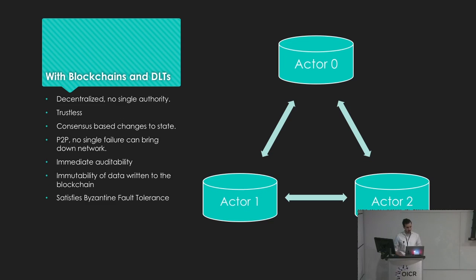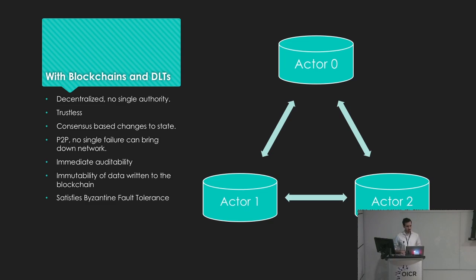And so enter blockchains. With blockchains, we've got this decentralized network. There's no single authority, and it's completely trustless. There usually exist consensus algorithms that define how changes to the blockchains are made. It's peer-to-peer, with no single point of failure. Every actor on this network has a copy of the blockchain. So every actor can audit the blockchain themselves, audit all the transactions that have happened in its history.